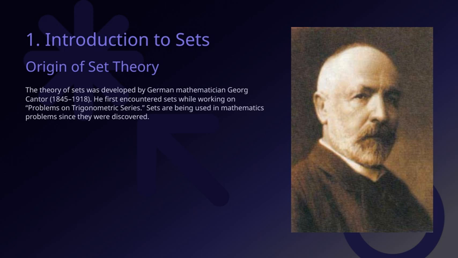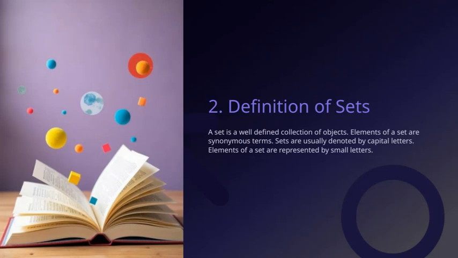approach mathematical problems today. A set is essentially a well-defined collection of objects. When we talk about a set, we're referring to a group of objects that are clearly identified and unambiguous. The objects within a set are called elements, and you'll often hear these terms used interchangeably. For example, if I have a set of numbers like 1, 2, and 3, those numbers are the elements of that set. Sets are usually denoted by capital letters, such as A, B, or C, which makes it easier to refer to them throughout our discussion.